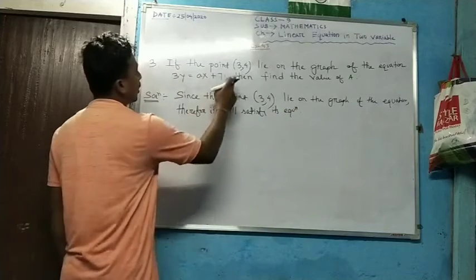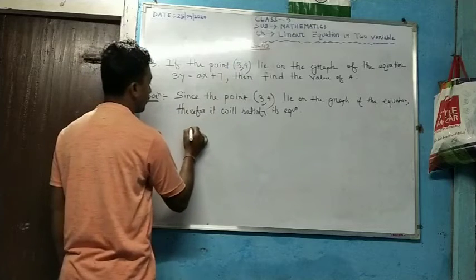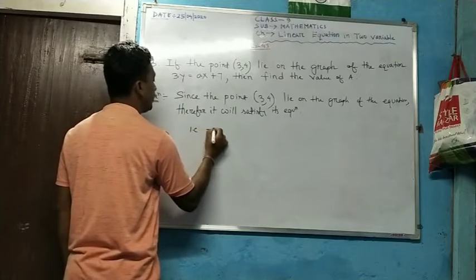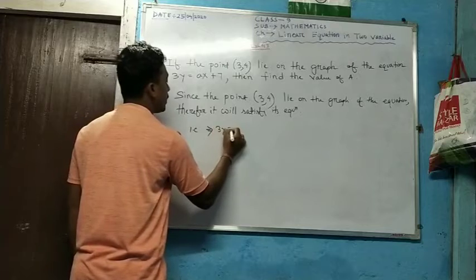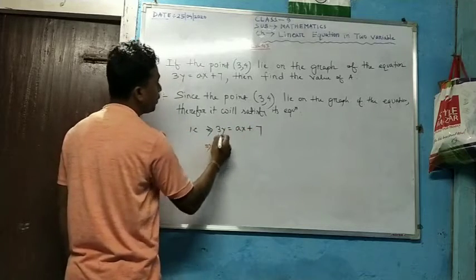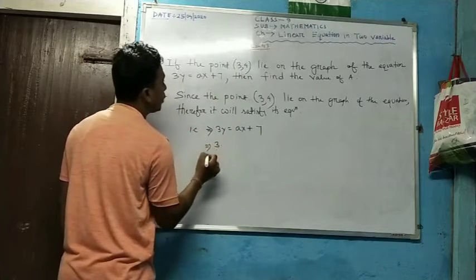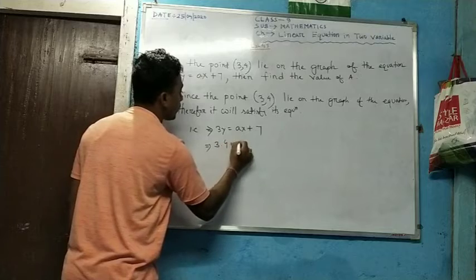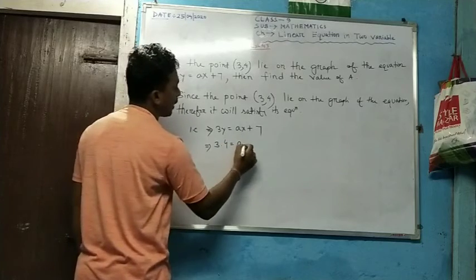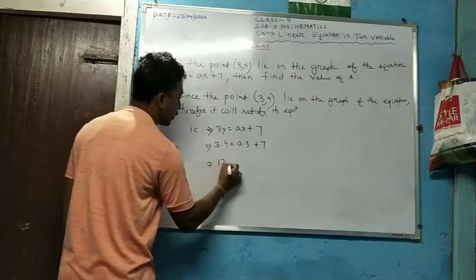For the value of x is 3 and the value of y is 4, what is our equation? 3y equal to ax plus 7. So I will put the value of x as 3 and the value of y equal to 4. 3 into what is the value of y? 4. a into what is the value of x? 3, plus 7. So 3 times 4 is 12.